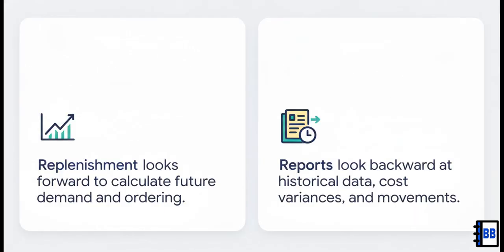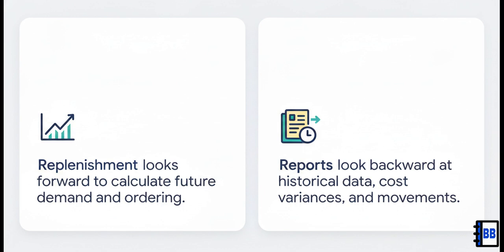Let's pause for a second and see how this builds out your conceptual map. Replenishment looks to the future. What do we need to buy right now so we don't run out later? Reports look to the past. What did we buy? What did it cost? And what is just sitting on a shelf gathering dust? Understanding this split helps you navigate straight to the exact right menu, depending on whether you're planning ahead or auditing the past.